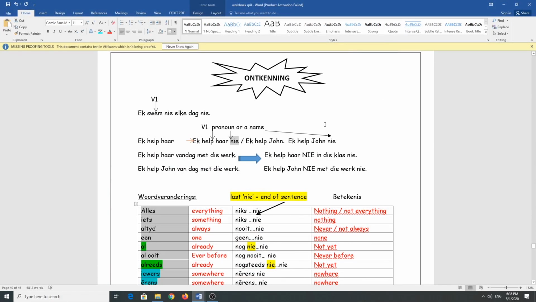Ontkenning part 2, deel 2. In Ontkenning part 1, deel 1, I explained to you how to do ontkenning with the two knees. So here's an example. Ek help haar vandag met die werk. Ek help haar nie met die werk nie.